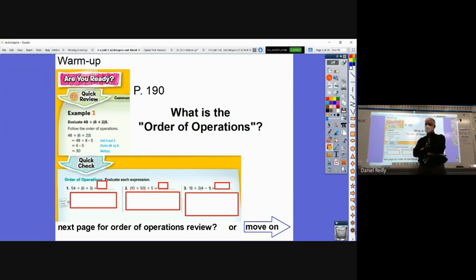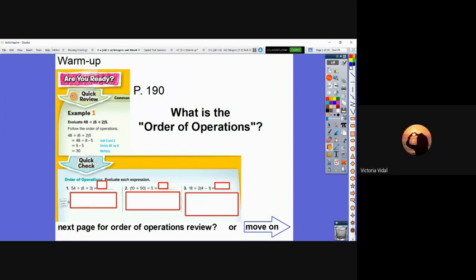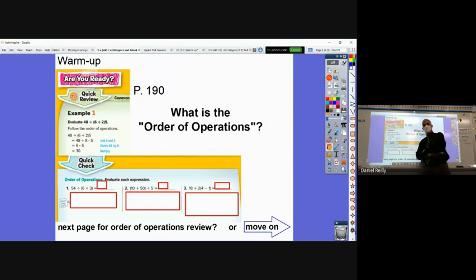PEMDAS. Yes, PEMDAS. Does that ring a bell with you, Olivia? Kind of. What does the P stand for? I do not know. Parentheses. Yes, you can call out from home if you like.